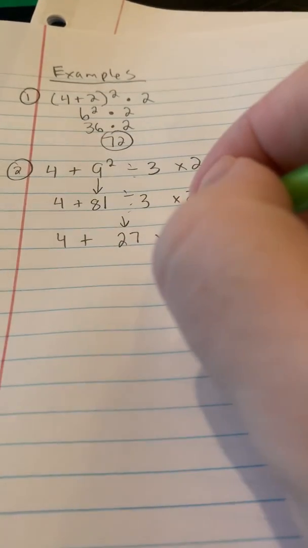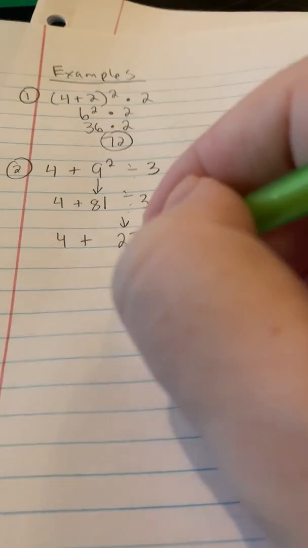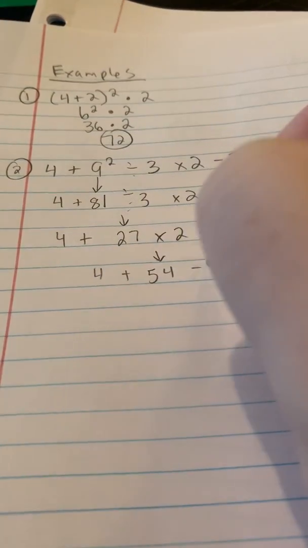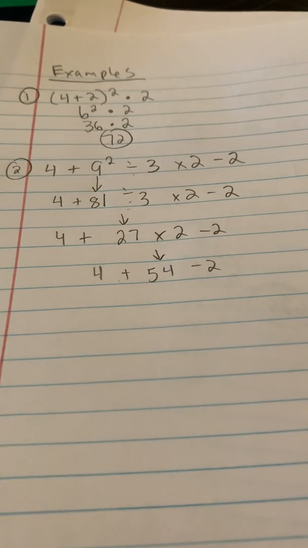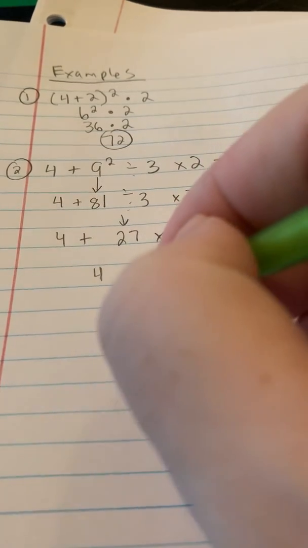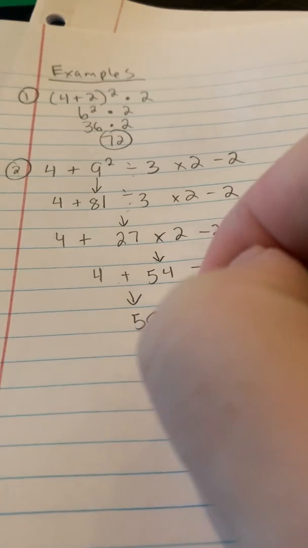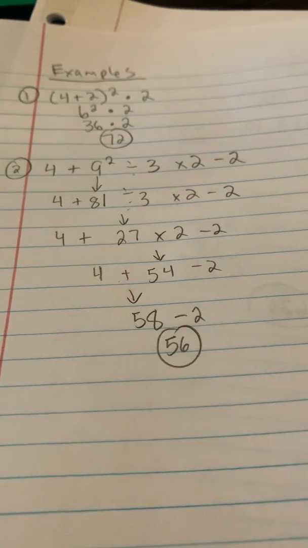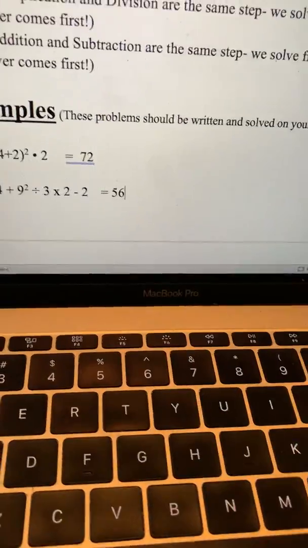So I'm going to solve the multiplication problem next. 27 times 2 is 54. Bring down plus 4, bring down minus 2. Again, addition and subtraction are the same step, so I'll start with the one that goes first. 4 plus 54 is 58 minus 2, and I have a final answer of 56. Once I get my final answer on my piece of paper, I want to come on over to my computer and type in my final answer of 56.